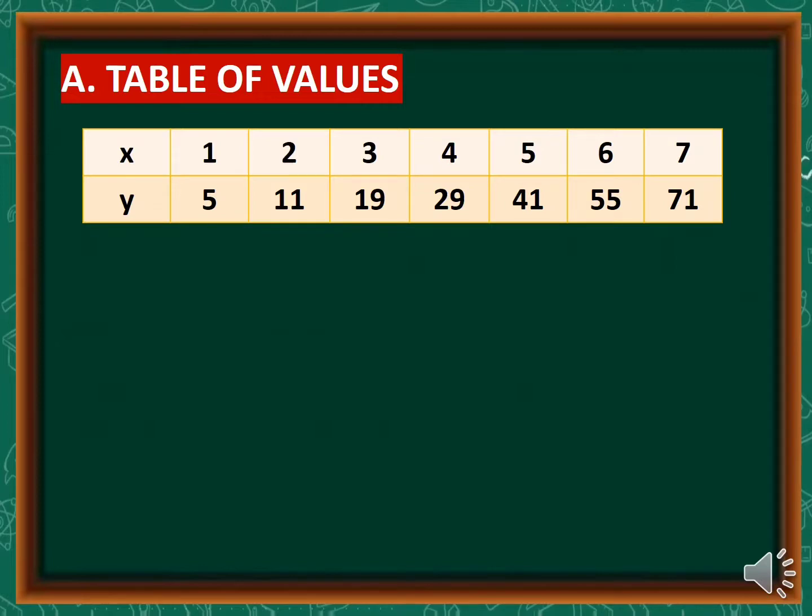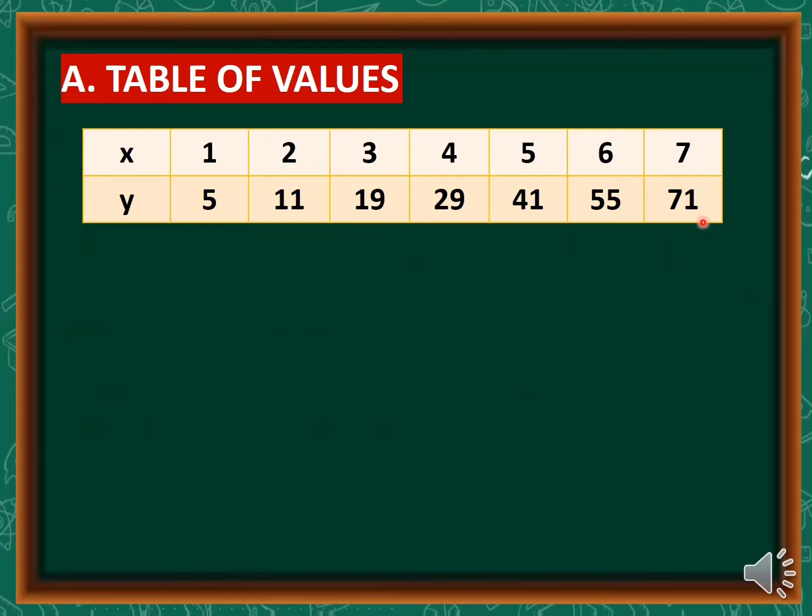For the values of x, we have 1, 2, 3, 4, 5, 6, and 7. And for the values of y, we have 5, 11, 19, 29, 41, 55, 71. So, of course, if this is given to you, all you need to do first is to find or to determine first if this table of values is a quadratic function or does it express a quadratic function.